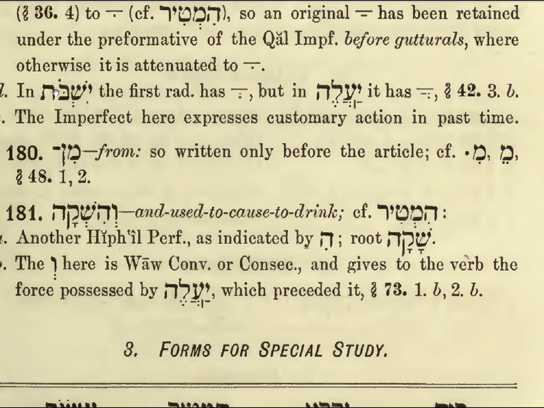Yishbot, the first radical has the shva, but in yangale it has this a, because of the ngayin. The imperfect here expresses customary action, as in common action in past time. So it's not a future. Min, from. It's written this way before the article. Otherwise it's mi with the dagesh forte, if there's no dagesh forte afterwards, in other words, there's a letter that can't take the dagesh forte.